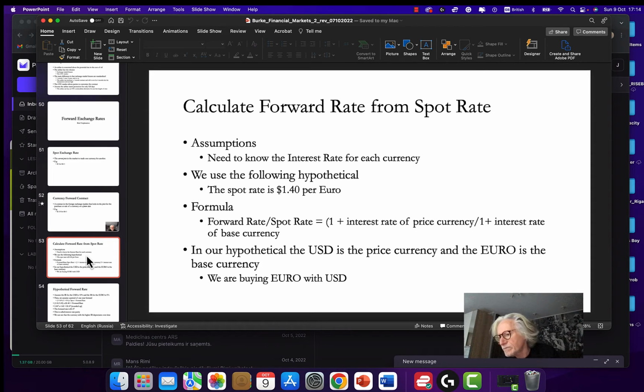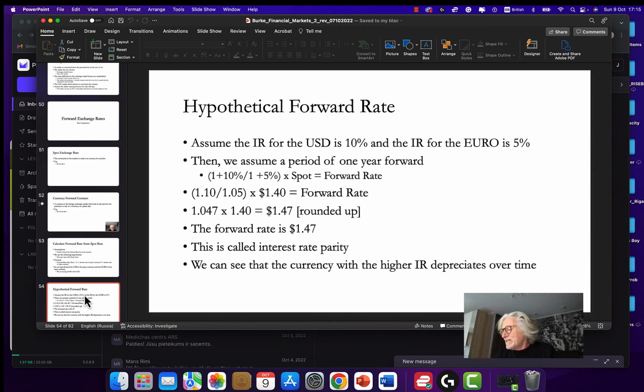So what are the main assumptions? The assumption is that we know the interest rate on each of these currencies. Also, what has to be clarified is that if we're going to use dollars to purchase euros, then dollars are the price currency and the euro is the base currency. Why? Because I'm going to use my US dollars to buy euro.